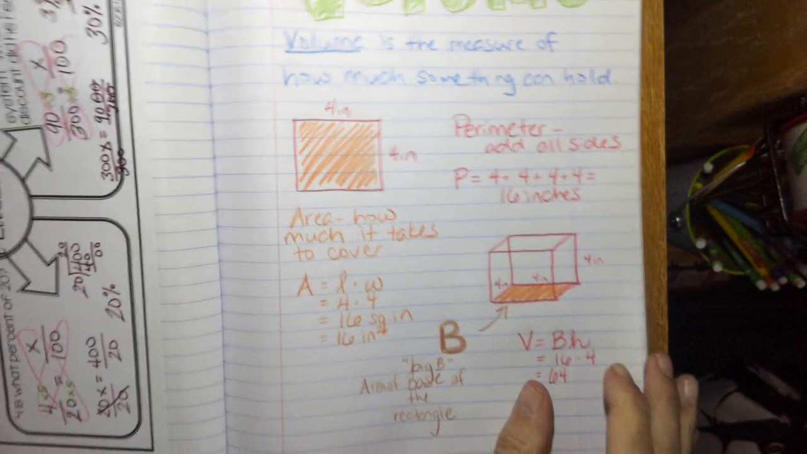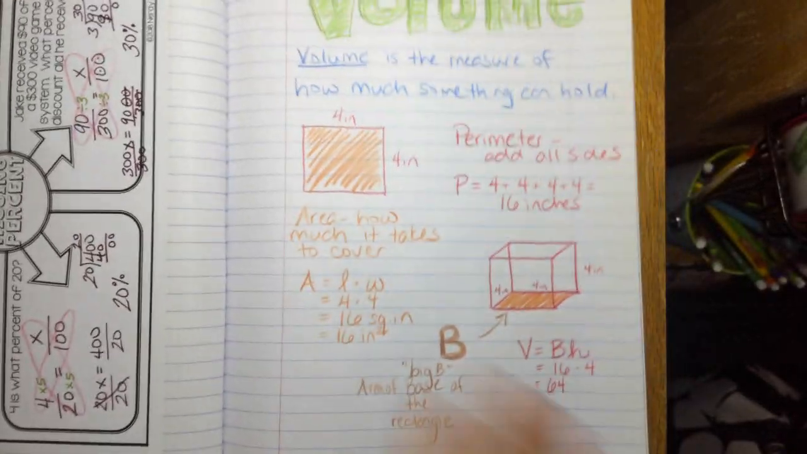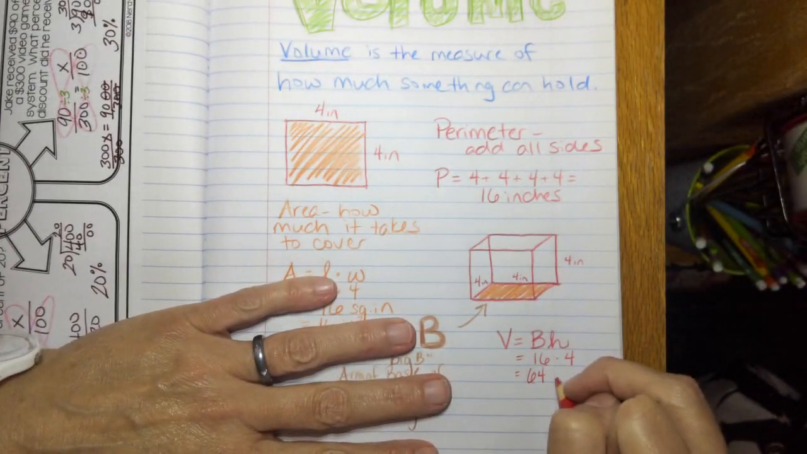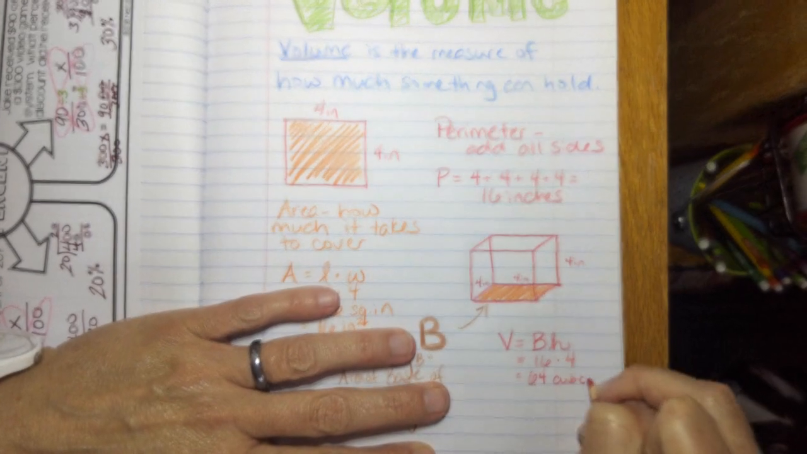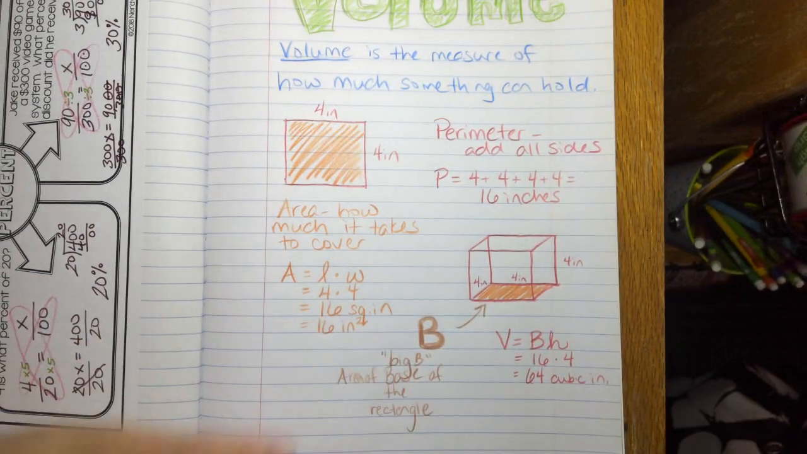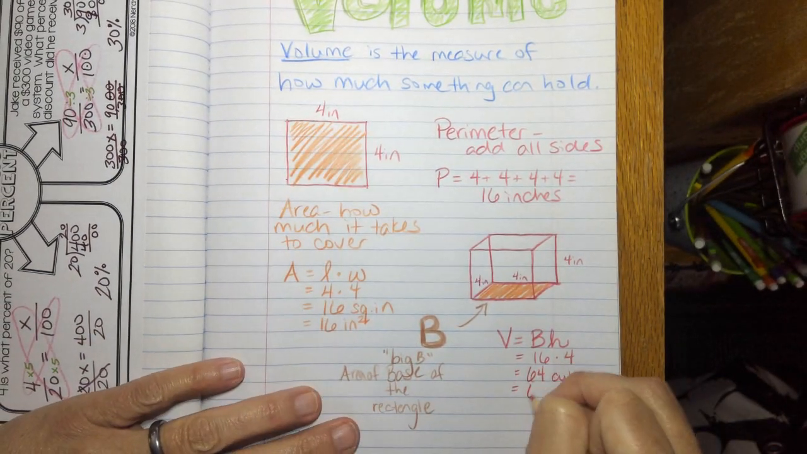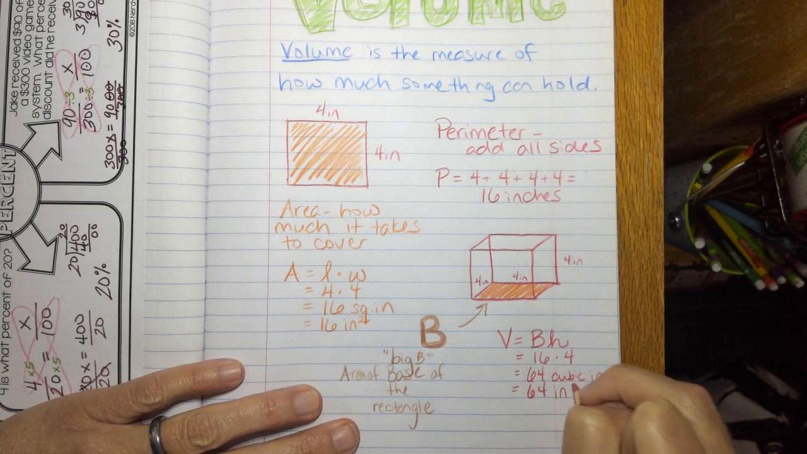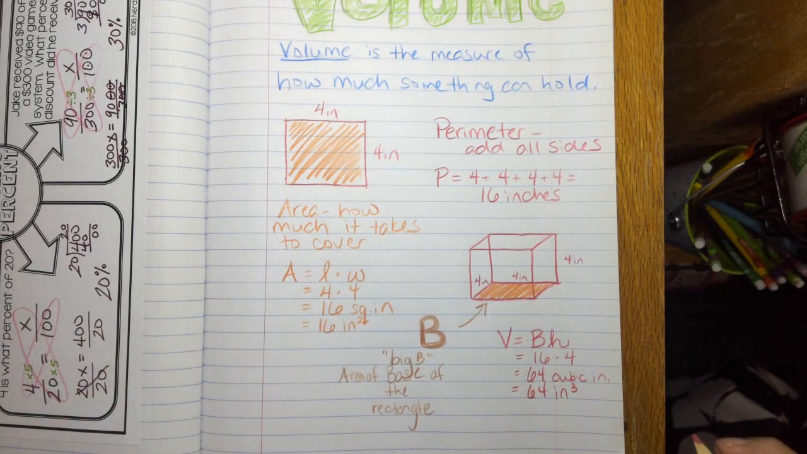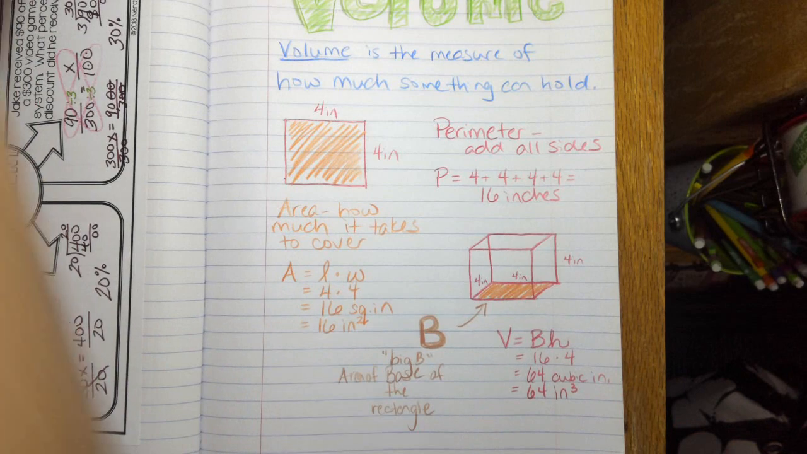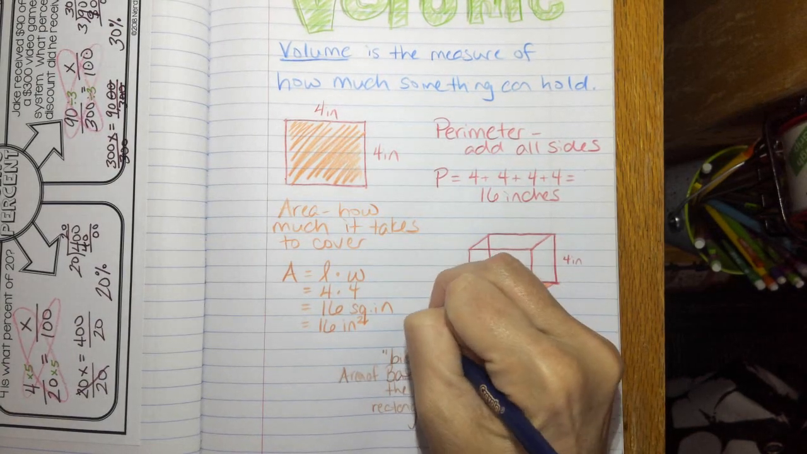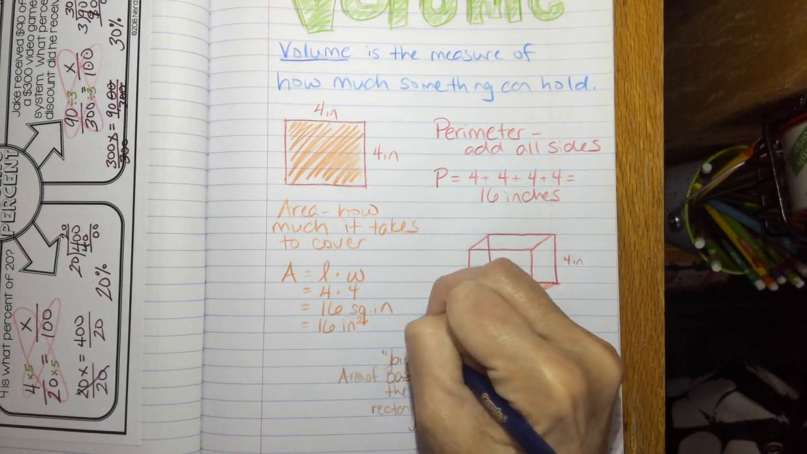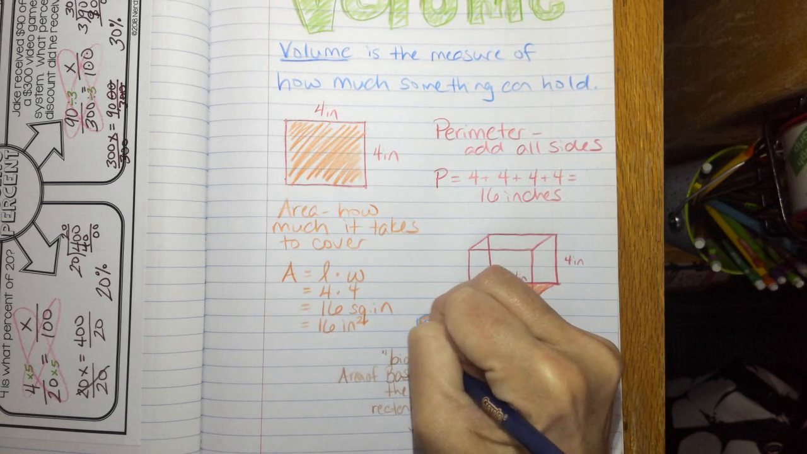And now, instead of square inches, okay, I'm going to do cubic inches. And another way to write that is 64 inches with a little 3 for cubed. Okay. I'm really feeling like I need this B to stand out more. Okay. All right. Okay.